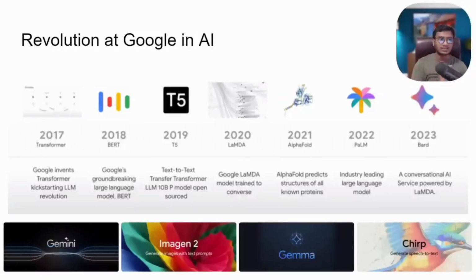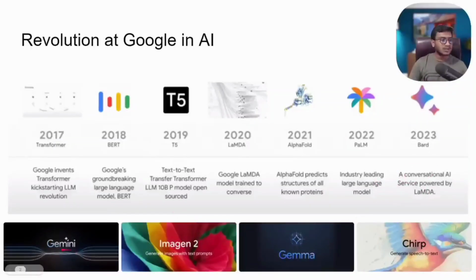I think we used to use Google Bard, right? Google Bard, that means it is a ChatGPT kind of interface, I think, remember. Nowadays, this Bard has been replaced with Gemini. So now we search for Gemini, but previously we used to search for Bard, right? So this was the first application from Google that they published. And you can see the model summary, like what tasks these models can perform. As you can see, T5 can perform text-to-text generation. It's a transfer learning model. It has 10 billion parameters and it's an open source model. Then the Google LaMDA model, which was trained to converse. Then AlphaFold predicts structure for all known proteins. Then PaLM, the industry leading large language model. They introduced something called conversational AI, the service powered by LaMDA.